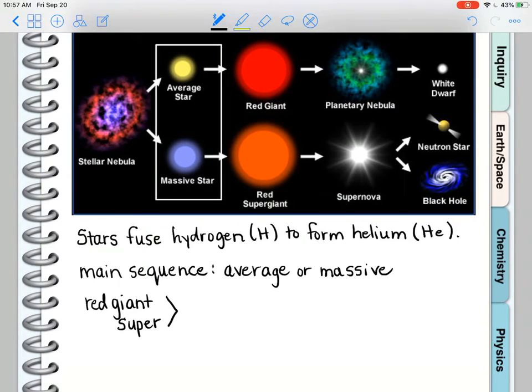So this concept of red giant means that the hydrogen is gone. So the fusion has occurred and the hydrogen is gone. It's used up. So when that happens, the star starts to expand. It starts growing into a giant.